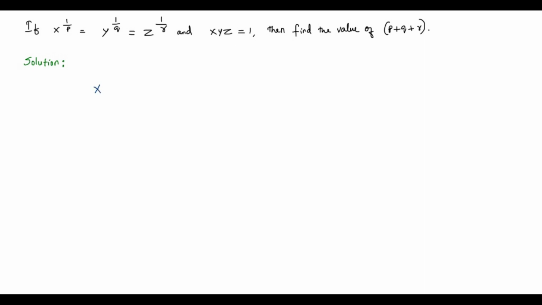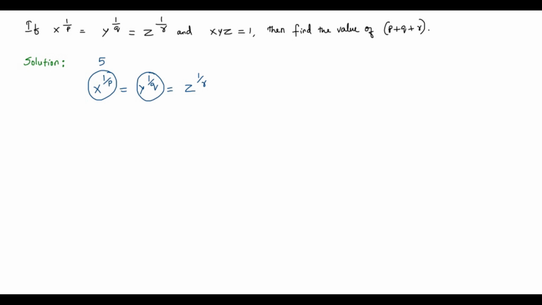Let me take the first information, that is x to the power of 1 by p is equal to y to the power of 1 by q is equal to z to the power of 1 by r. Now these three quantities are equal. Whatever value we have for x to the power of 1 by p, we'll have the same value for y to the power of 1 by q and z to the power of 1 by r as well. If I assume the value of x to the power of 1 by p is 5, then the value of y to the power of 1 by q will also be 5, and the value of z to the power of 1 by r will also be 5.